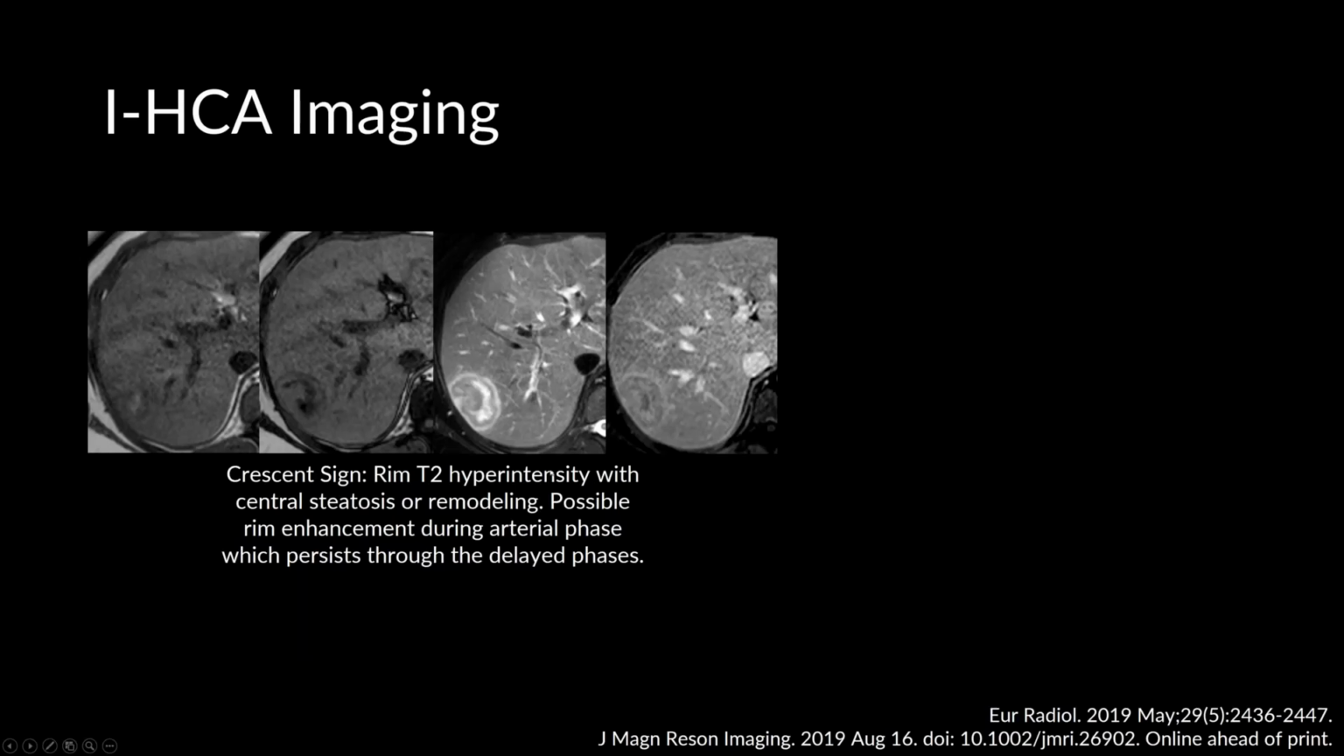Another sign that has been recently described is called the crescent sign, where you have a rim of T2 hyperintensity with central steatosis or central remodeling. And here on the in and out of phase T1, you can see that there is a little bit of blood products representing prior hemorrhage, but you can also see that there is some internal fat or steatosis. Peripherally, the rim is T2 hyperintense, and it enhances, and this is the delayed phase. So that is the crescent sign.